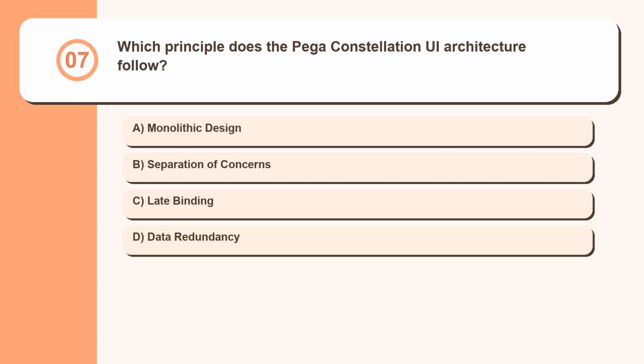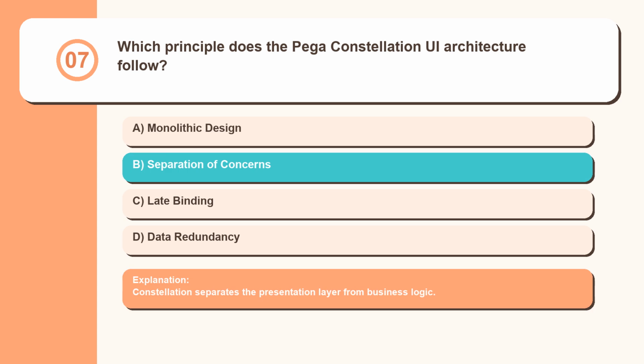Question 7. Which principle does the Pega Constellation UI architecture follow? Monolithic design, separation of concerns, late binding, data redundancy. Constellation separates the presentation layer from business logic.